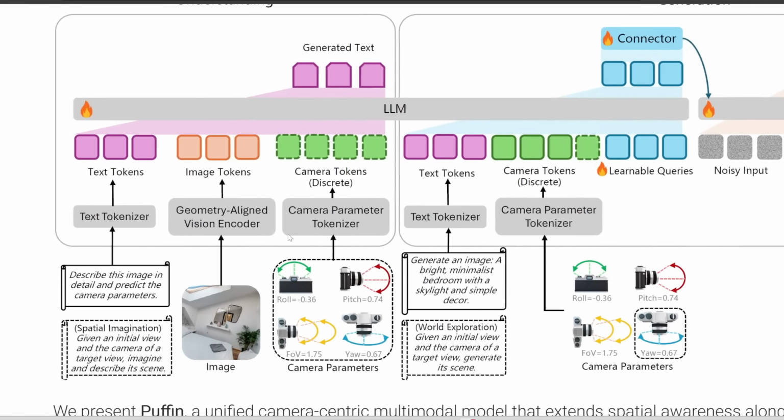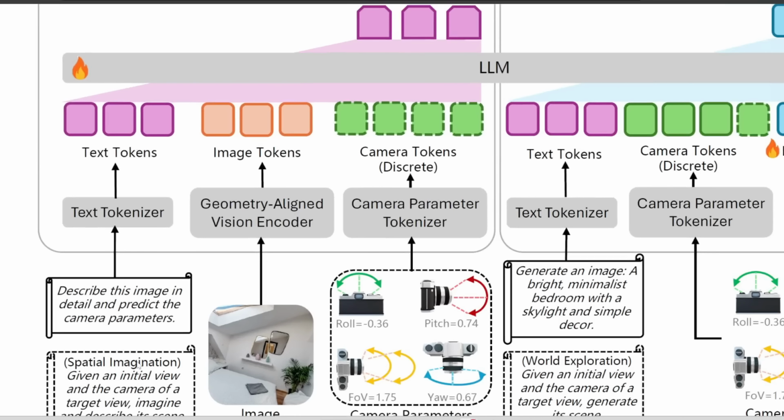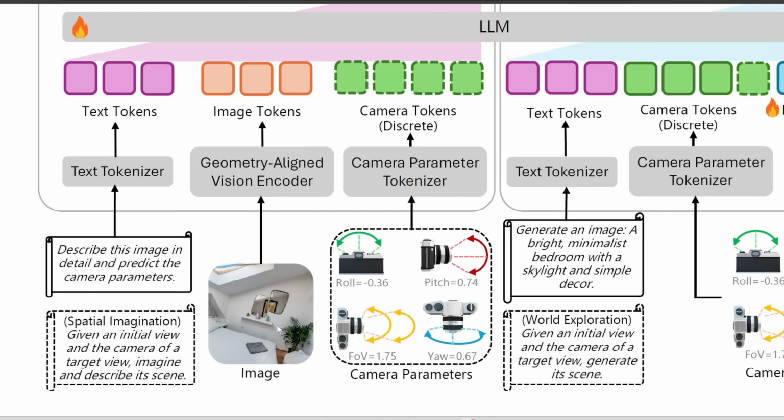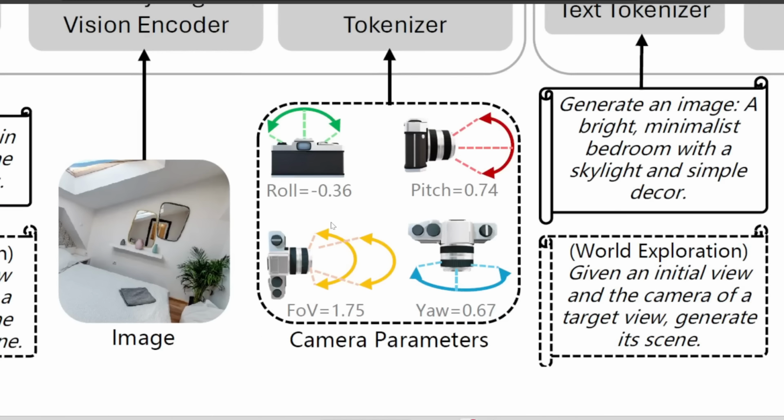Again, this is basically a unified AI model which not only understands text, so you can input a prompt specifying what you want, but it can also understand an image, so you can feed it a reference image. Plus, it has a new type of input, which are these camera tokens, and this includes parameters such as roll, pitch, yaw, and field of view.